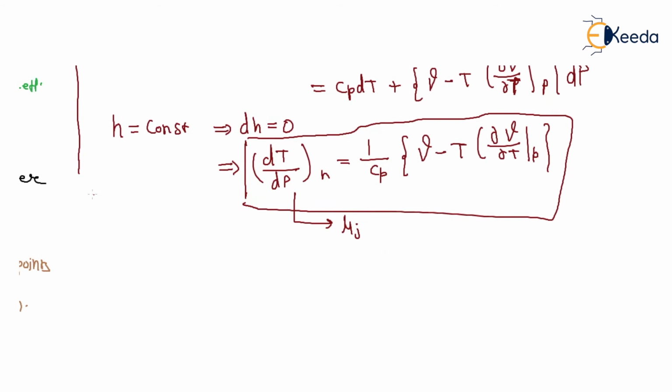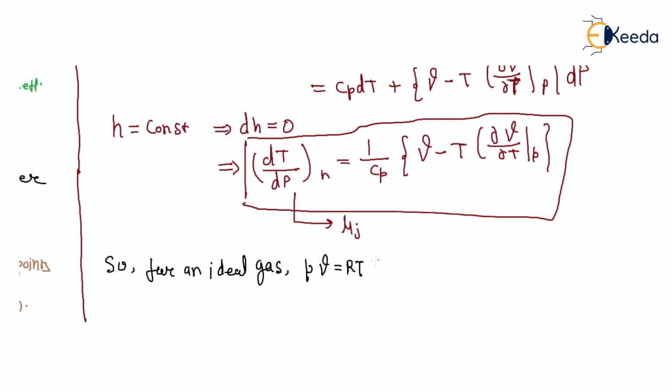For an ideal gas, we know that PV is equal to RT. If you differentiate, ∂V over ∂T at constant pressure is equal to R by P, which is equal to V by T. If you put this value, ∂V over ∂T at constant pressure equal to V by T, this will cancel out.